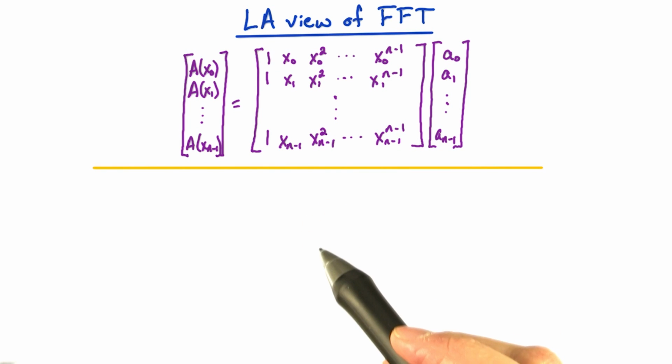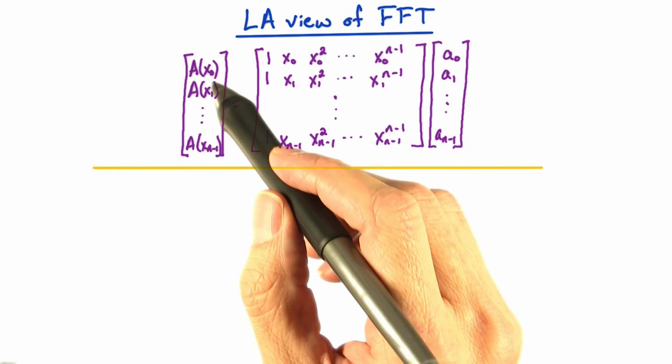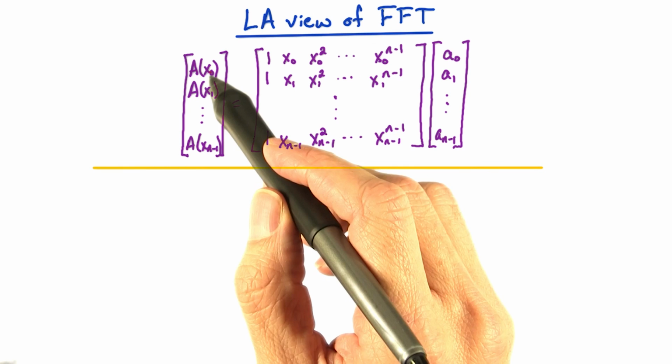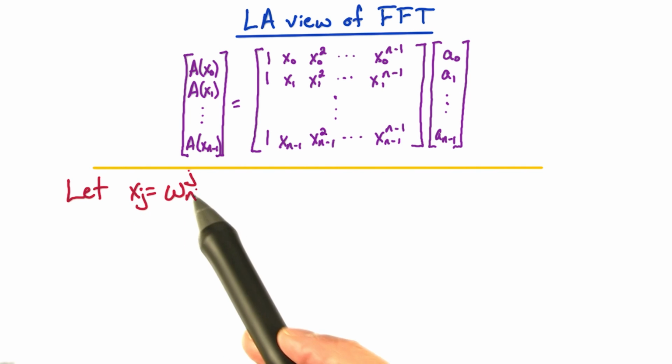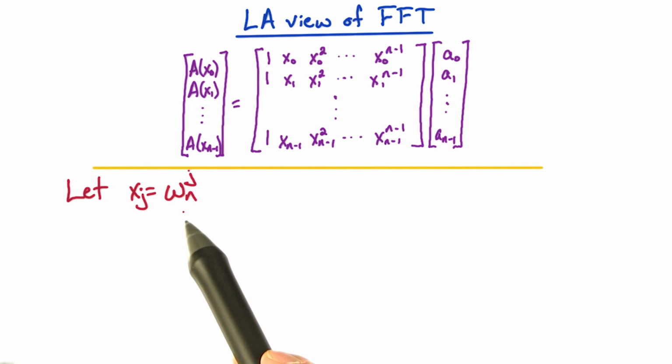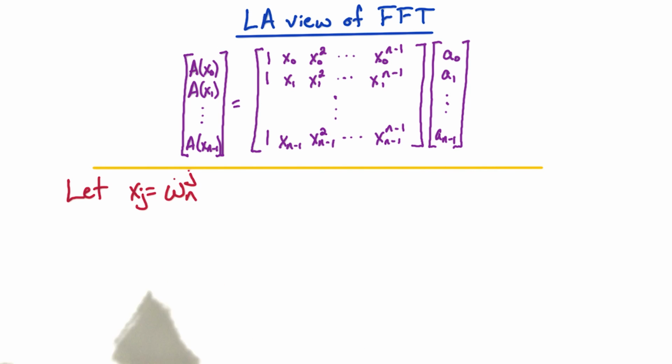We just saw this linear algebra view of the evaluation of this polynomial A(x) at these endpoints x0 through x_{n-1}. Now let's look at it from the perspective of FFT. For FFT, these endpoints correspond to the nth roots of unity. So let x_j be the jth of the nth roots of unity. So it's omega_n to the jth power.